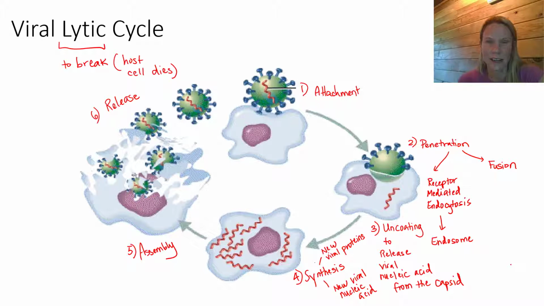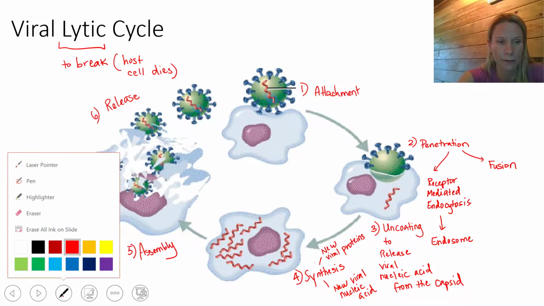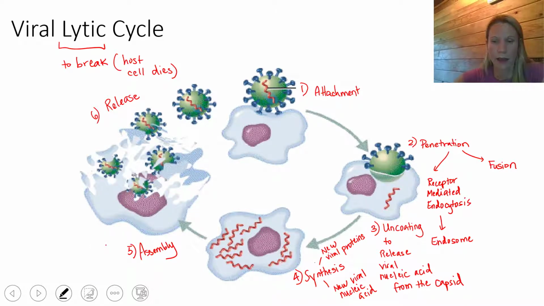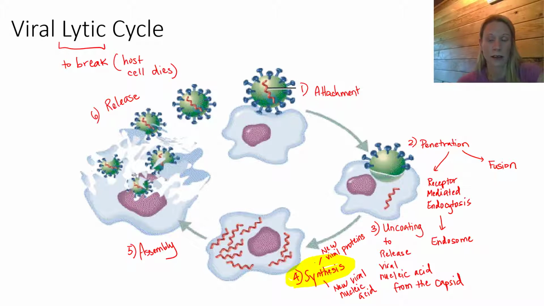Okay, so now I would like to tell you about how RNA viruses replicate during the lytic cycle. An RNA virus is going to follow the exact same 6 stages of the lytic cycle, but where the variation is going to be is at the synthesis stage. So the synthesis stage is going to vary for DNA viruses versus RNA viruses.